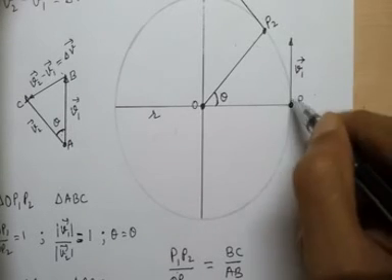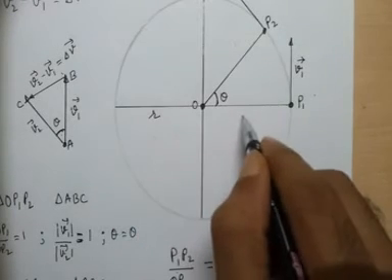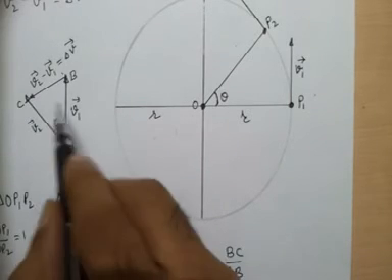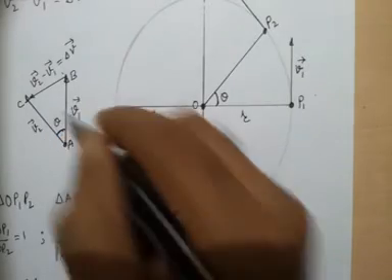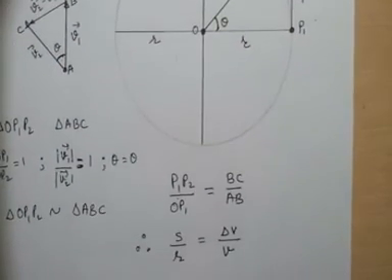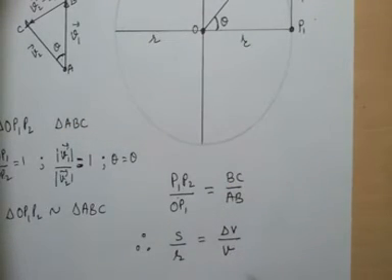Therefore, if I put in their values, P1P2 is S, the arc length or the distance S. And OP1 is the radius R. This is equal to BC, which is delta V. And AB is vector V1, which I'll replace by vector V, because V1 is equal to V2 and I can take that as V. So S upon R is delta V by V.